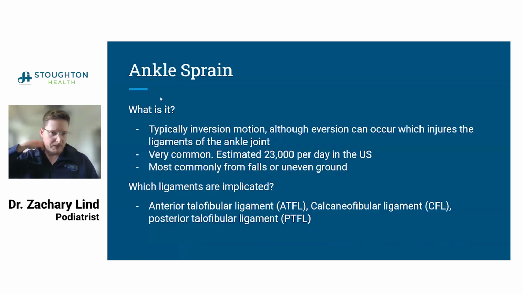So what is it at a baseline? Typically this is an inversion injury, and I'll show you on the next slide what that means. But you can also have an eversion injury that affects the ligaments of the ankle. These are very common, estimated 23,000 per day in the U.S., and most commonly happen after falls or walking on uneven ground, if you have a history of instability. Again, the ligaments that are implicated are the ATFL, the CFL, and then there's the posterior, which is less commonly injured.